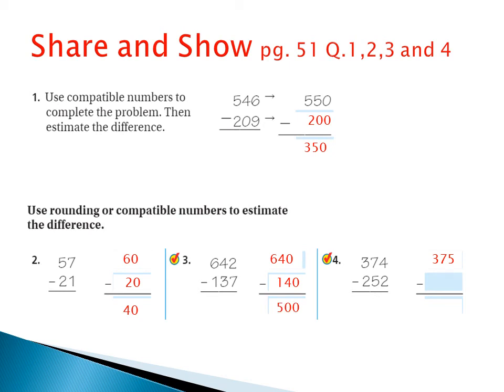Question 4. 374. I will use a compatible number, so I will change it to 375. 252, I will change it to 250. Here I used a compatible number which ends with 5, and here I used a compatible number which ends with 0. 375 minus 250, 125.